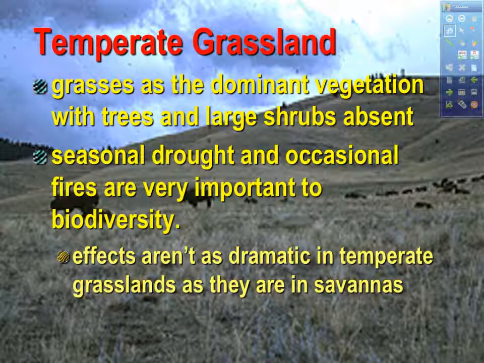Okay, and then the temperate grassland is a little bit colder climate, so now we're moving up into the temperate zone. Grass is still the dominant vegetation. We still have the seasonal wet and dry cycle. Occasional fires, not as bad as the savanna.